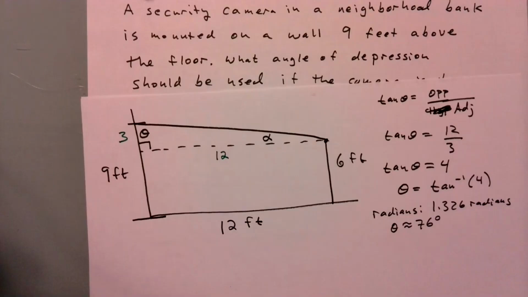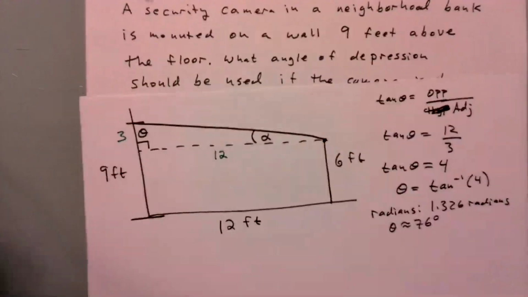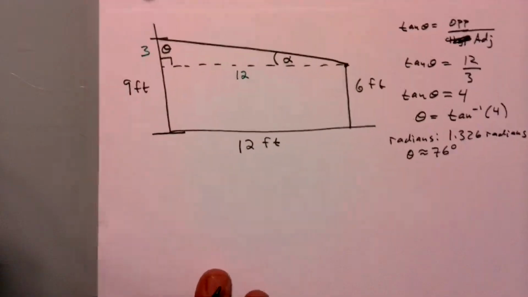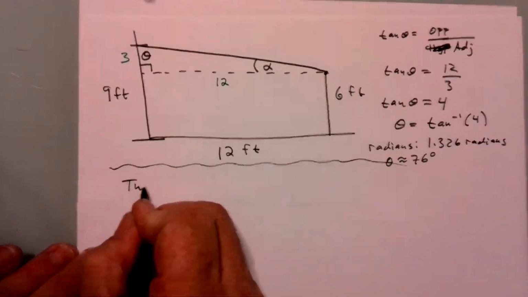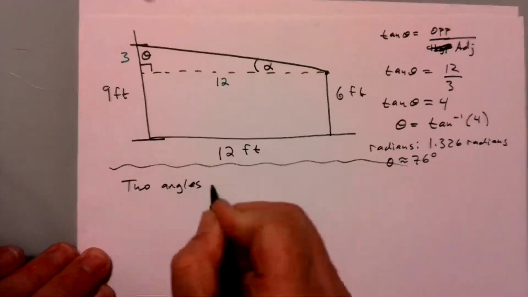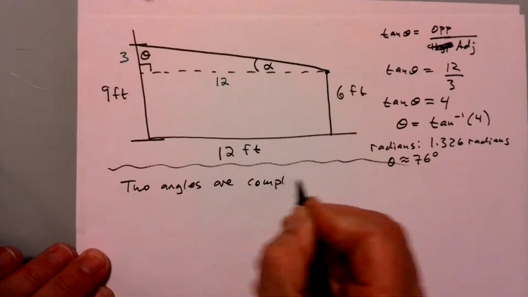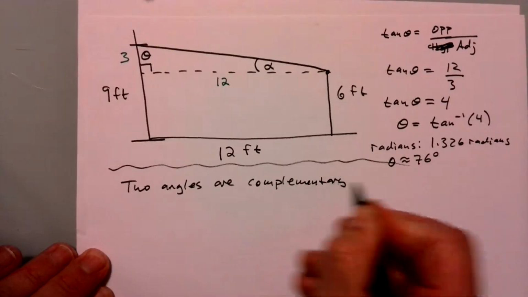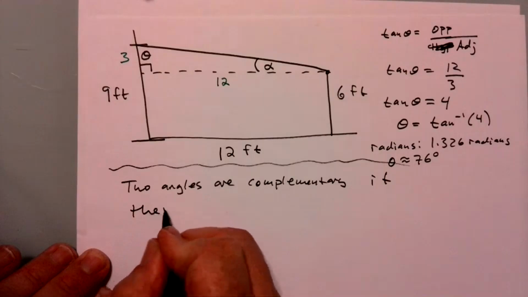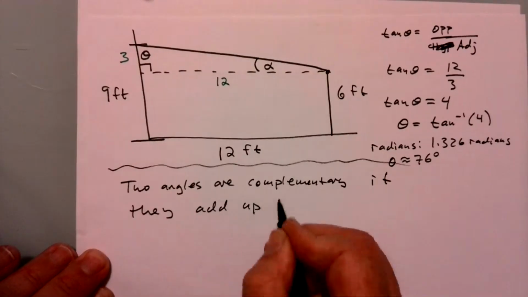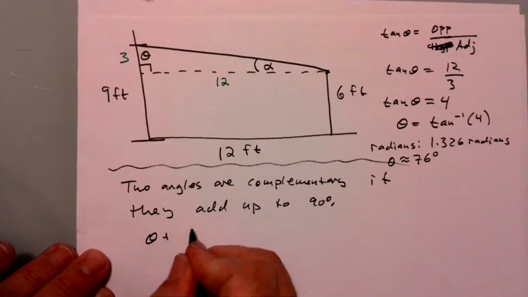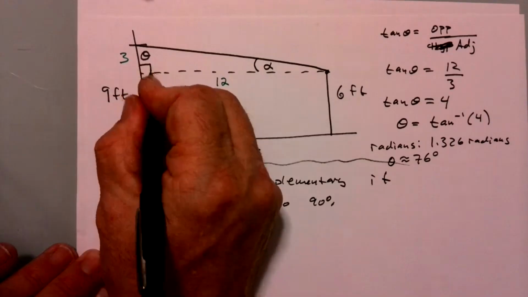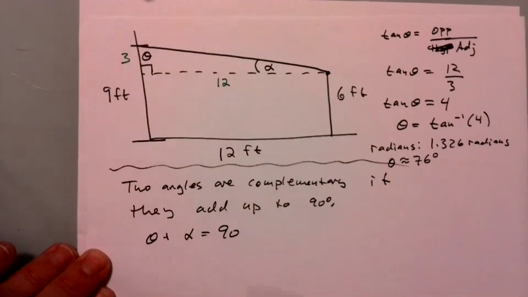So we don't need to use the law of sines. Third angle is a right angle. And you'll recognize that theta and alpha are complementary. Remember, two angles are complementary if they add up to 90. So let's just go ahead and remind ourselves of that. Two angles are complementary if they add up to 90 degrees. So in this case, theta and alpha are complementary. So theta plus alpha is 90. The third angle is also 90. Add them all together, you get 180.